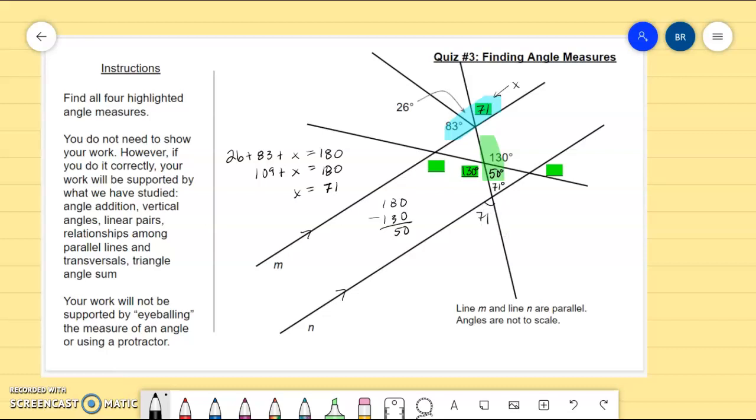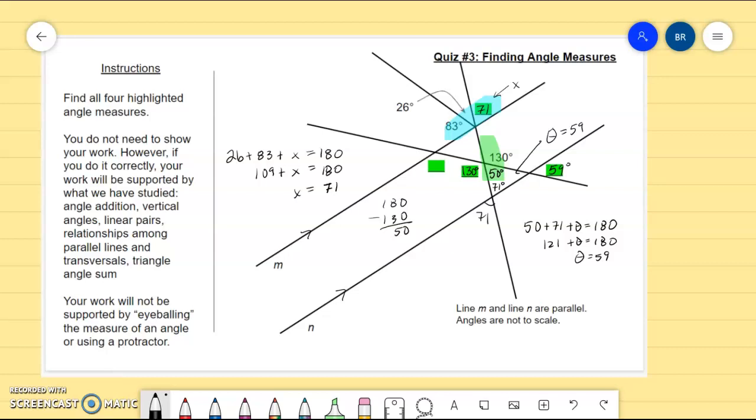I have 2 out of 3 angles from this triangle. Let's call this one theta, and then I'm going to use the triangle angle sum theorem. 50 plus 71 plus theta equals 180. 121 plus theta equals 180. So theta is 59. This and this are vertical. That makes this one also 59 degrees.